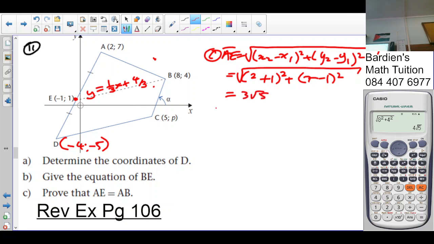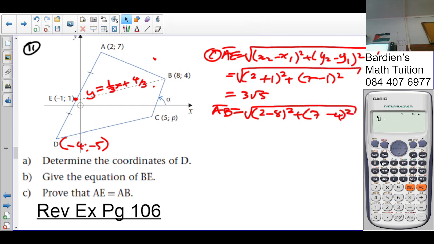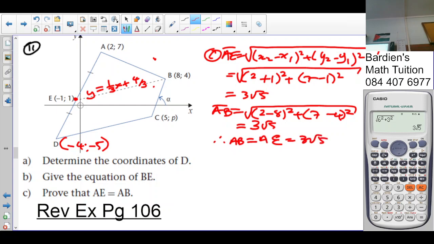So you work out the distance of AB, also distance formula, don't need to write it down again. So 2 minus 8 squared plus 7 minus 4 squared. On the calculator, that gives me the square root of 6 squared plus 3 squared, which is 3 root 5 as well. Which is therefore AB is equal to AE, which is 3 root 5. Okay, you all agree with that?